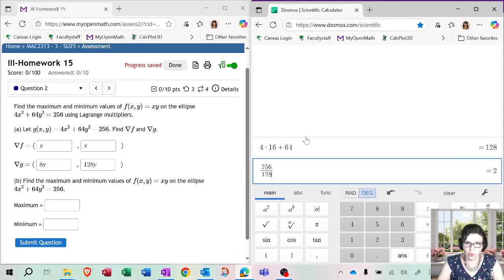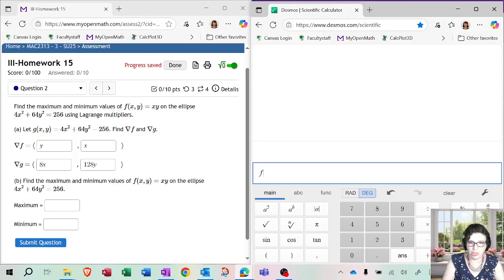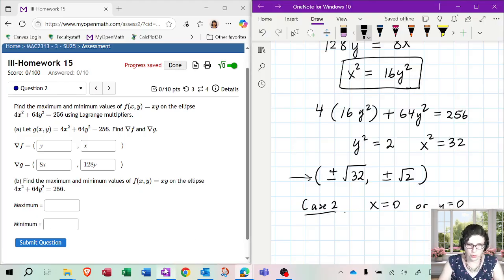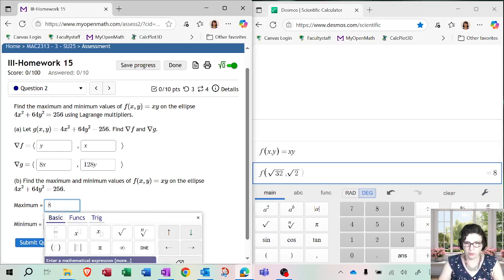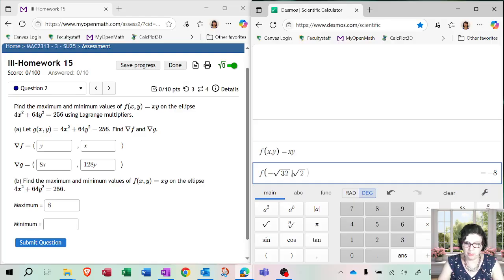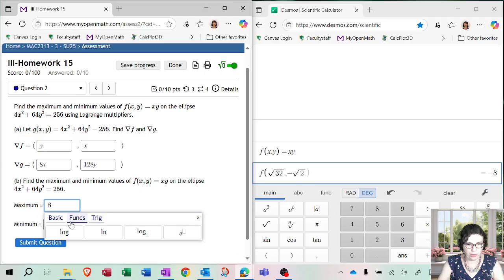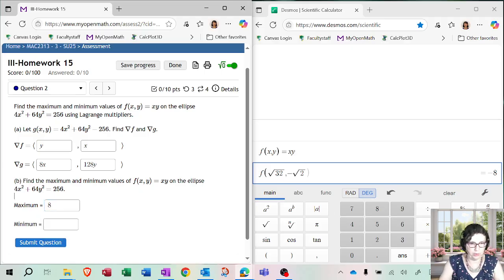Okay. So we just have to plug these points into our original function. We're defining x times y and plugging in for x square root of 32 and for y square root of 2, and we get 8. Now that's going to be the maximum. If they're both negative, that's going to be the same thing, also 8, right? So that's not going to give me anything else. But if one of them is positive and the other one is negative, I will get negative 8. Oops, I put that in the wrong place. It should be here. And I think that's it.